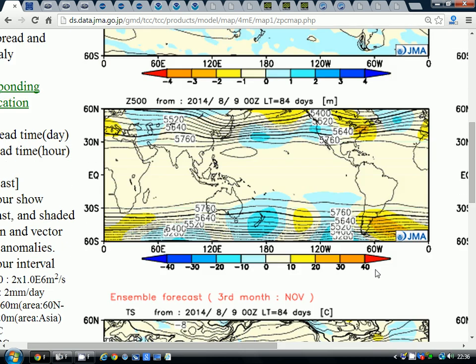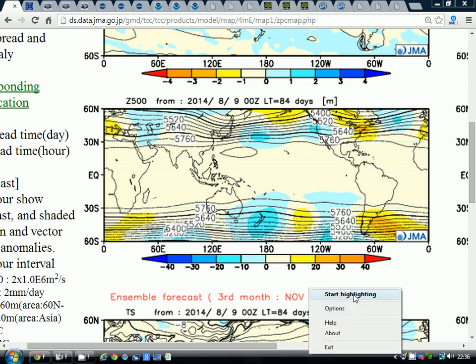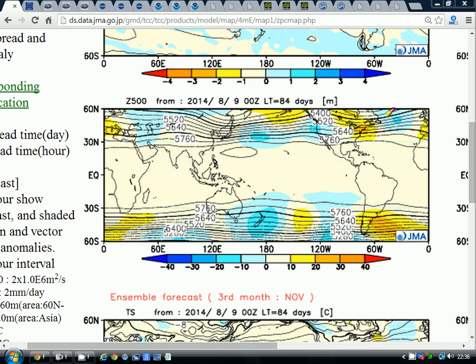Going through to November, finally we find the trough sort of setting up and lifting out a little bit out to the west of the country, a little bit of a ridge setting up down to the southwest around Spain.